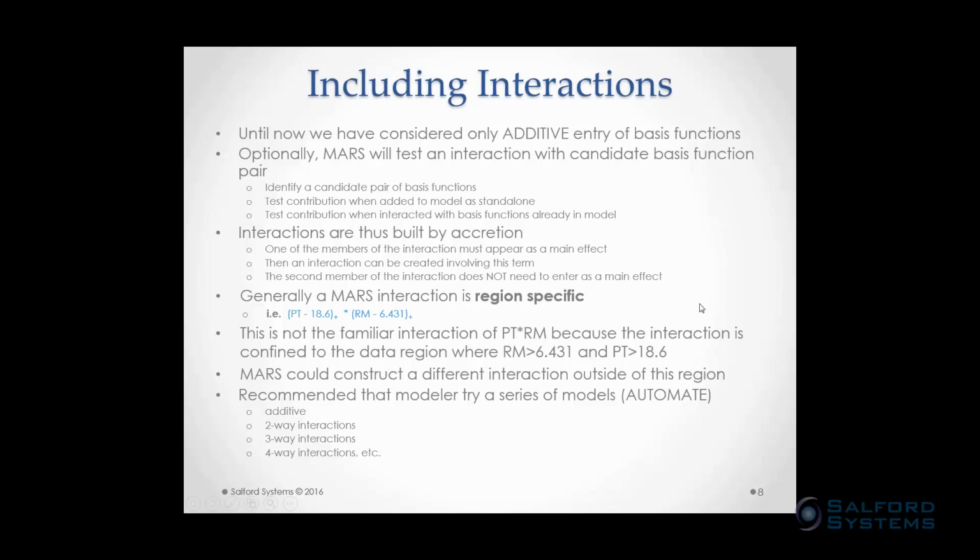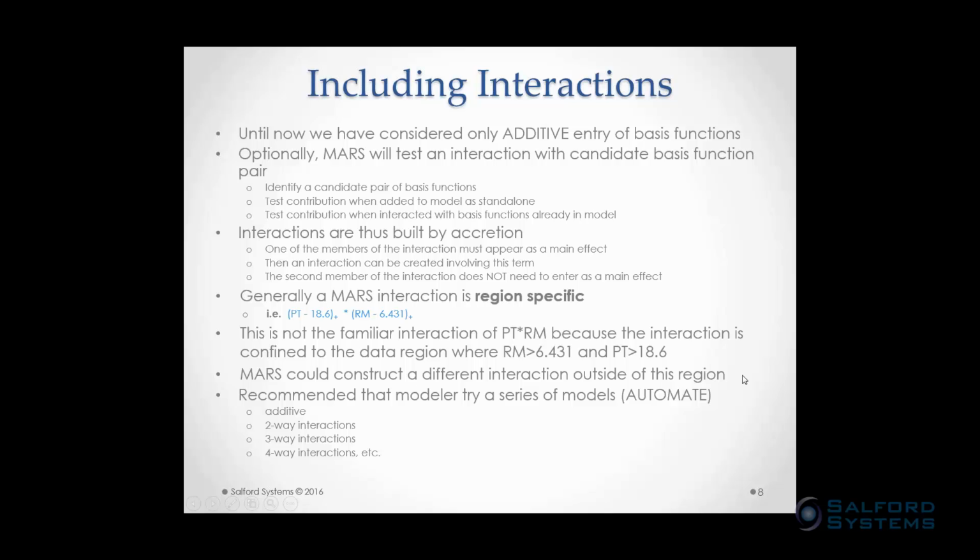Now another main difference is a MARS interaction is region-specific. So it's not like a typical interaction that you'd see in an OLS equation where it's just variable x1 times variable x2, because MARS is operating on separate data regions. So instead, you'll be getting interactions that, for example here, these two variables pt and rm. So this isn't just the interaction of pt times rm. We're multiplying pt greater than 18.6 and rm greater than 6.431. So it's a little bit different. And it also allows MARS to construct different interactions between these two variables outside of this region.